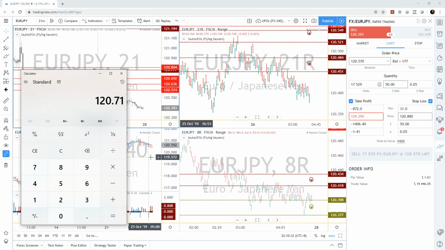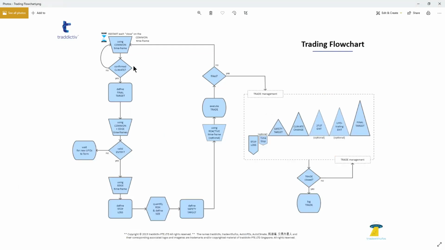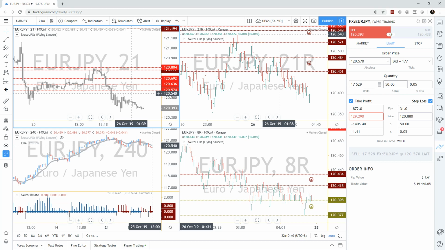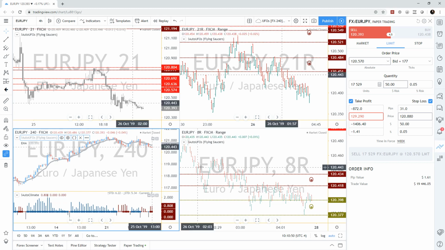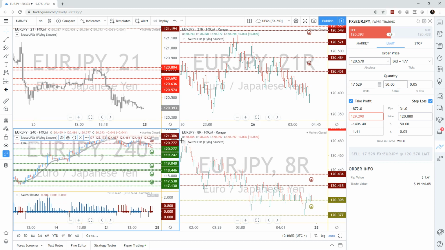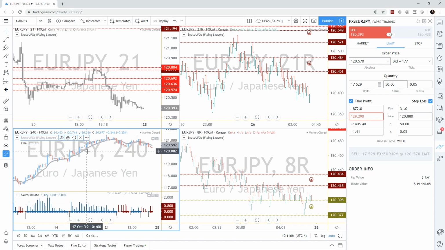So you do the same process. Step 1, look at the climate, is confirmed. Second, look at the target. The target we said is, one more time, 120.29. We looked at AutoUFOs in the 4-hour time frame. It was right there, 120.29, because we add 2, isn't it? So that's where your target would be.